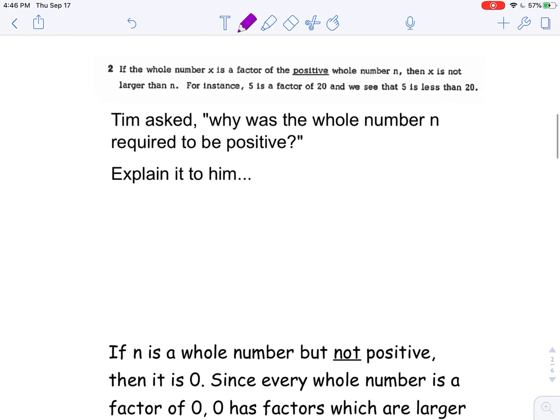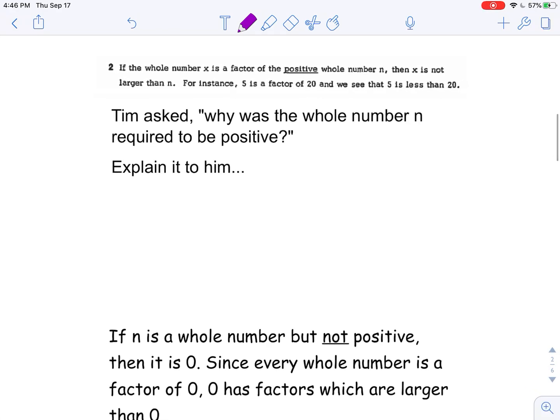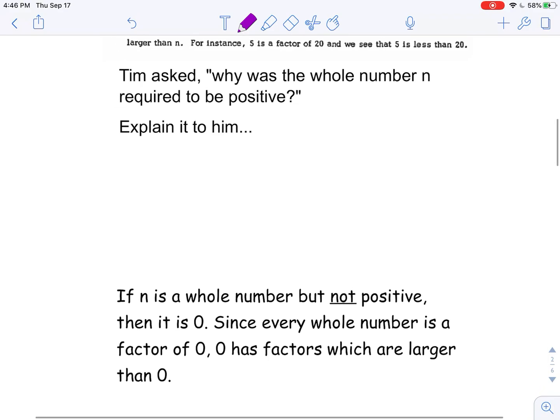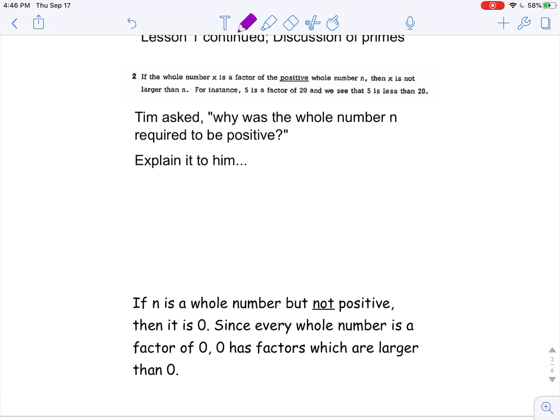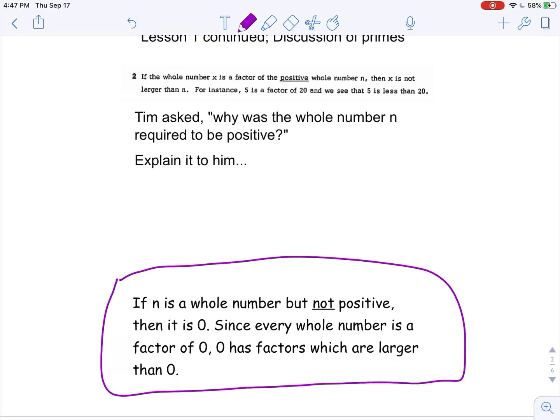So, now, let's continue our discussion of these primes. One of the notes when Tim was taking down Miss Devine's notes, he asked, why is the whole number required to be positive? Well, quite simply put, if whole number x is a positive whole number factor of n, x is not larger than n. And we say that because if n is a whole number but not positive, it must be 0. Every whole number has a factor of 0. So this is going to fall apart.